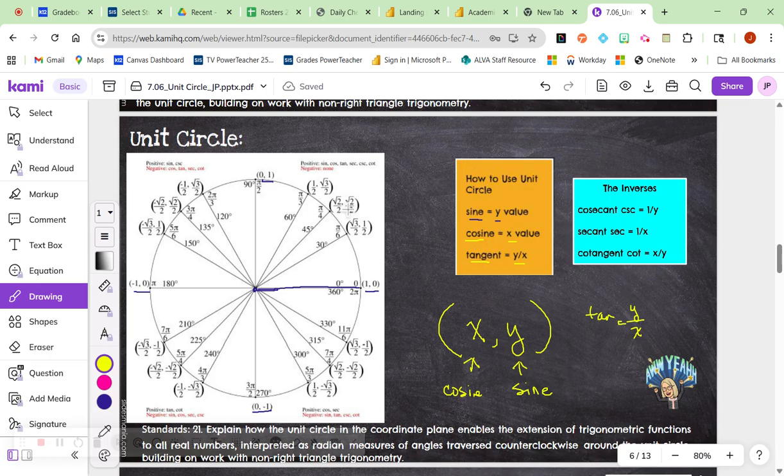So this is a little bit new. Unit circle is something that you've not done until you got to Algebra 2. Hopefully you'll use this reference guide for the unit circle, and you'll look at all the rules and the formulas that I have for you. Cosecant is the inverse of sine, so it's going to be 1 over y. Secant is the inverse of cosine, so it's going to be 1 over x. Cotangent is the inverse of tangent, so it's going to be x over y.